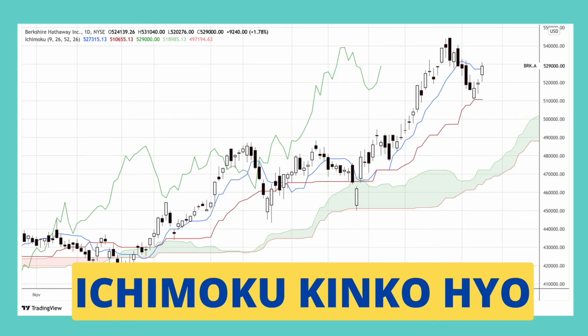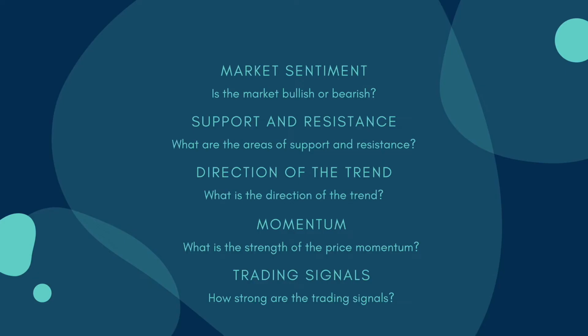Ichimoku Kinko Hyo is a powerful trend-based technical analysis method. Through its different elements, it answers the following questions. What is the market sentiment? What are the areas of support and resistance? What is the direction of the trend? What is the strength of the price momentum? And how strong are the trading signals?